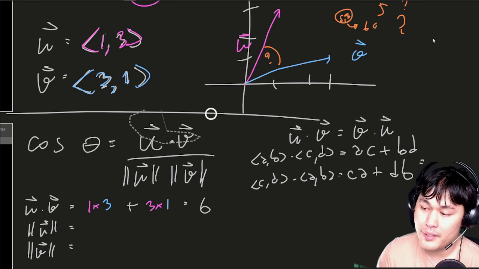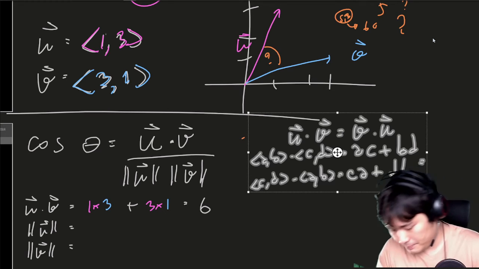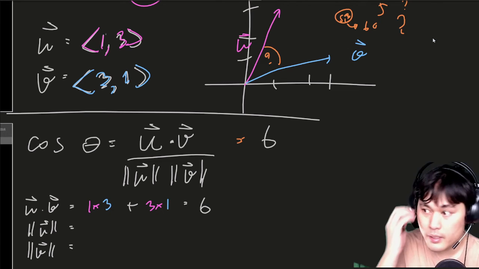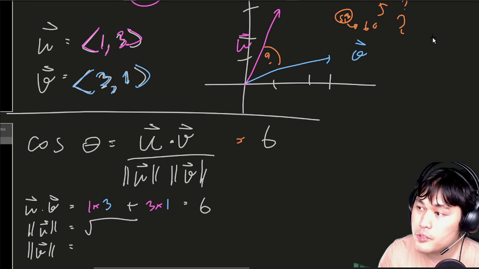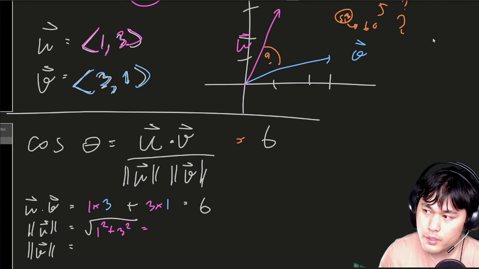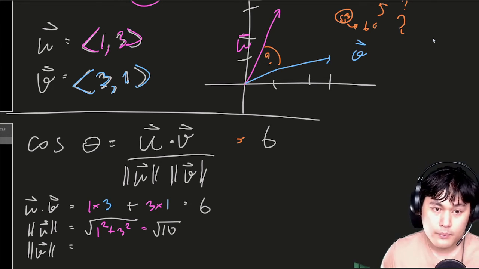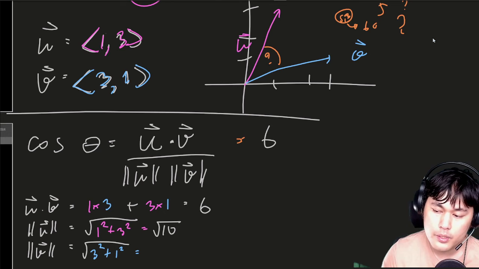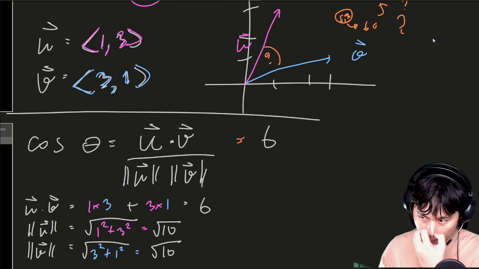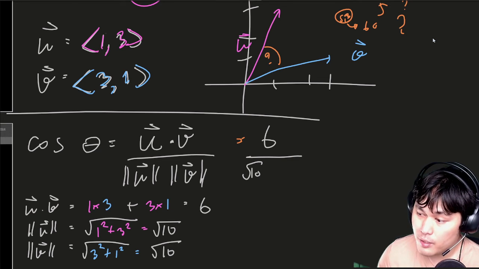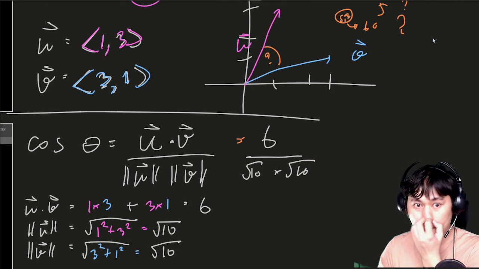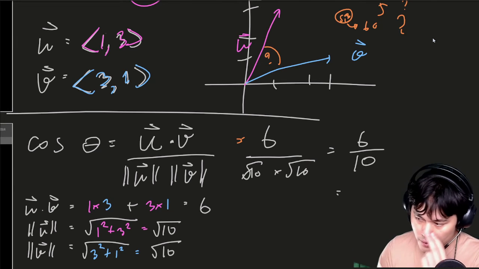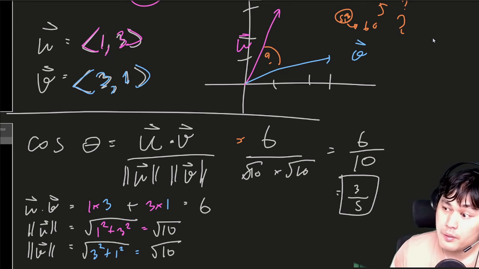That's 6. Okay, so 6 is going to be on the top, in the numerator. And then what are the norms? For U it's 1 squared plus 3 squared, which gives you square root of 10. So we leave it there for a moment. For V we have 3 squared plus 1 squared, which is again square root of 10. So what we have here is 6 over square root of 10 times square root of 10. By the definition of the square root, that is 10, so it's 3 over 5. So the cosine of that angle is 3 over 5.